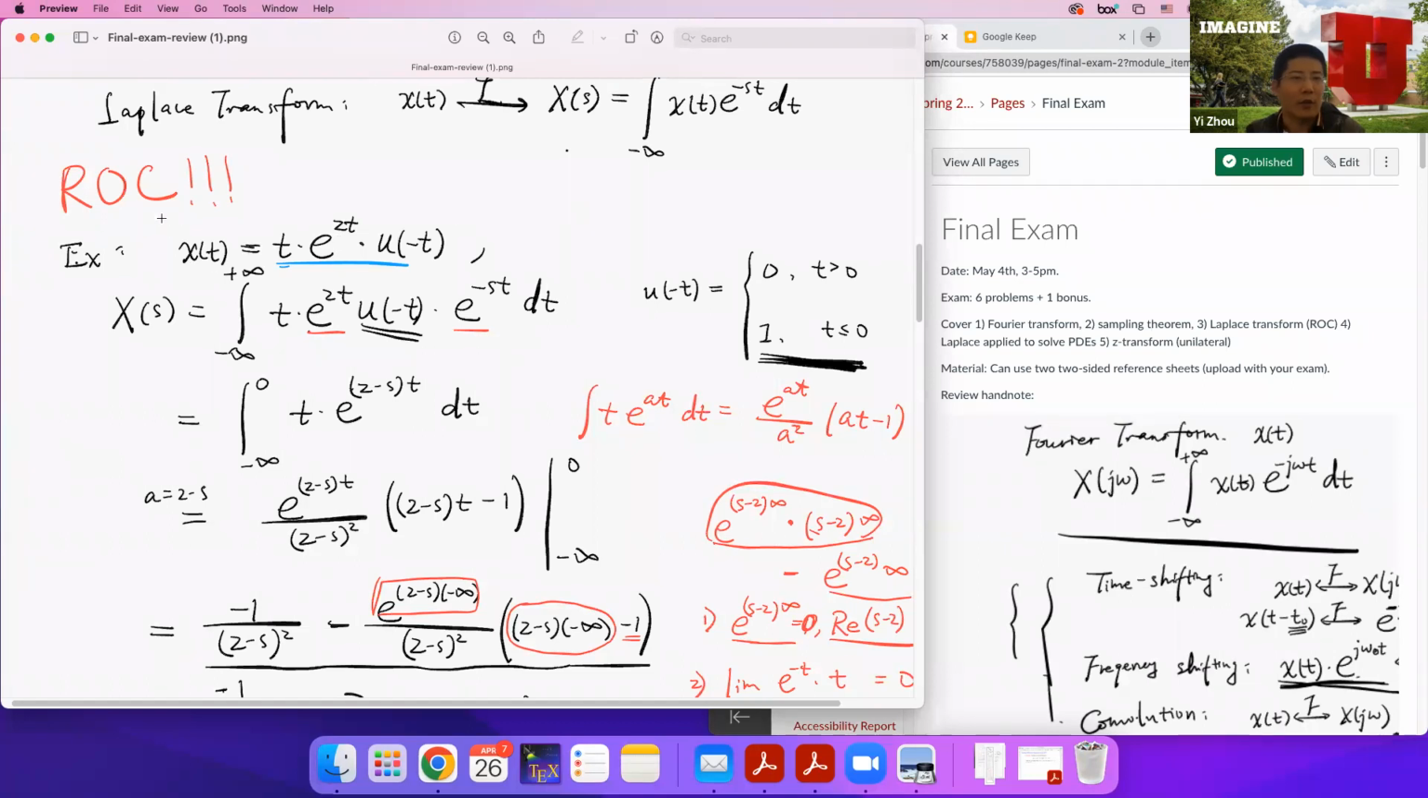So let's look at one example of how this is calculated. We are given this signal, t times e to the power of 2t times u(-t). This is a left-sided signal because of this u(-t). And we want to calculate the Laplace transform and the region of convergence.